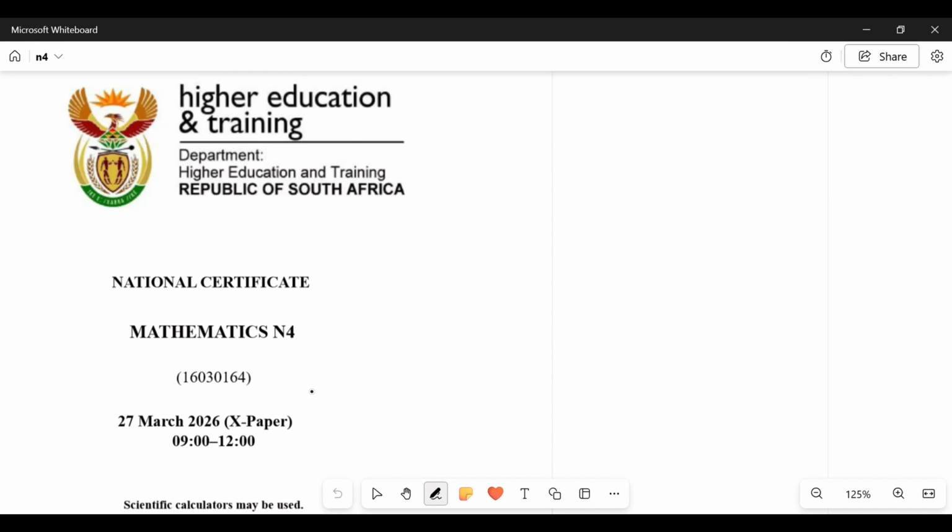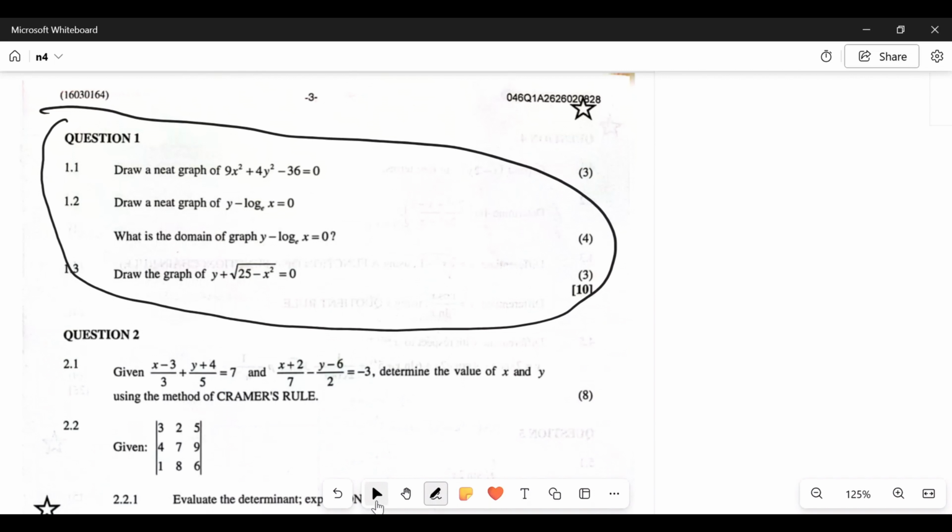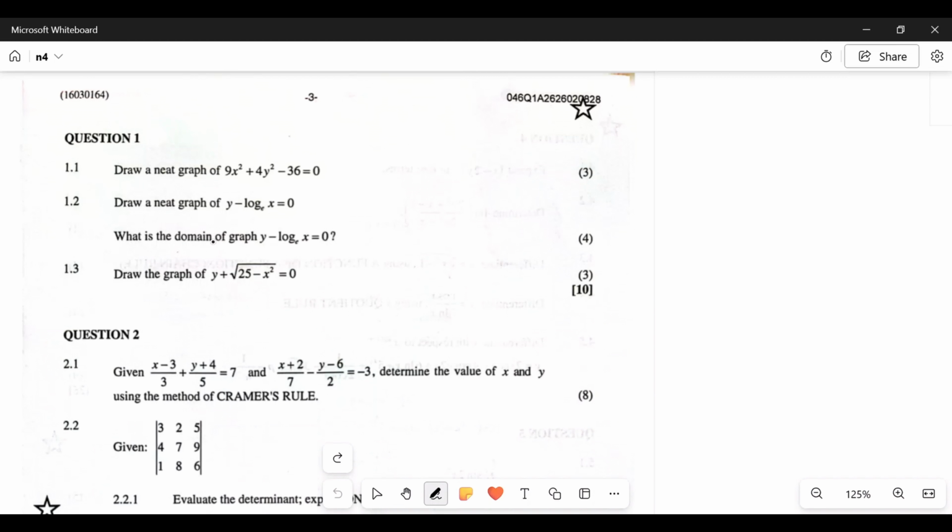So without wasting any time, let's go to question 1. Let's do it. All right, here is our question 1. Let me just highlight it. This is our question 1, by the way. Question 1 consists of 3 questions, and it's based on graphs. So we're going to start with 1.1, then do 1.2, and then we end with 1.3.